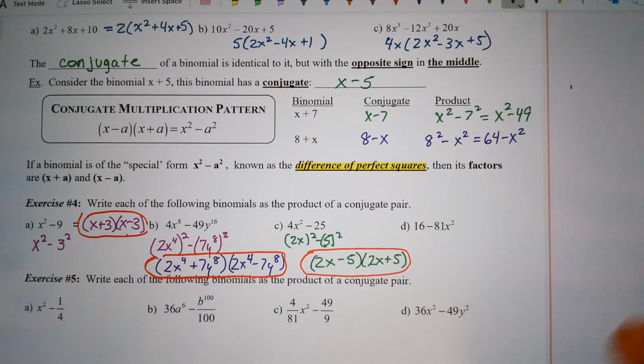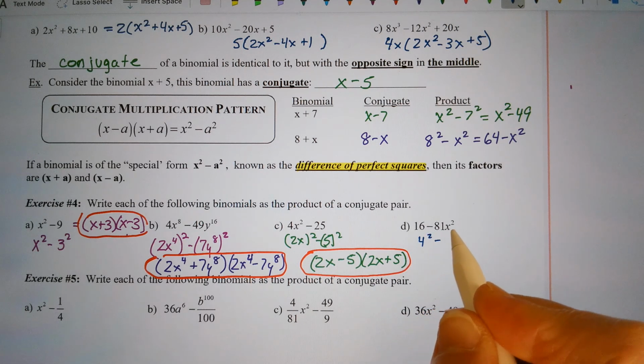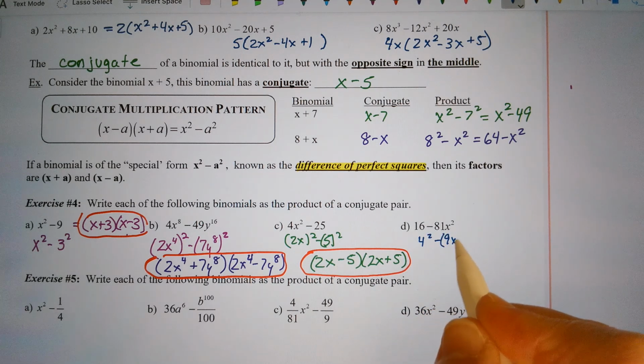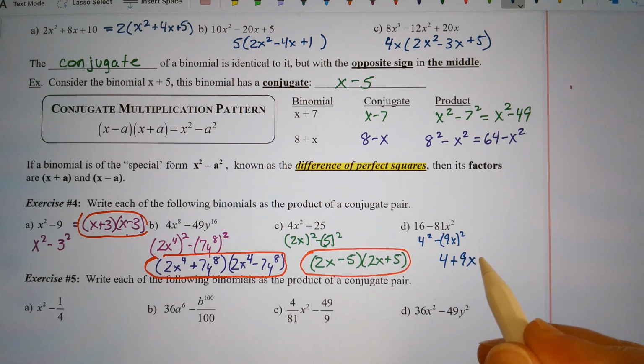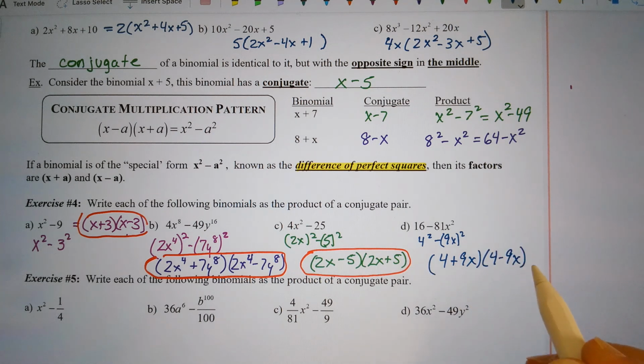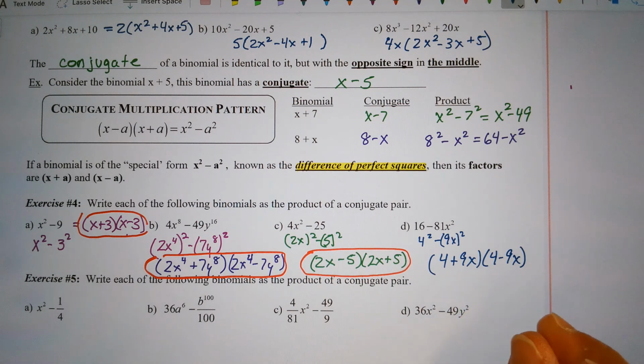And D. 16 is 4 squared, 81x squared is 9x squared. 4 plus 9x times 4 minus 9x. And it doesn't matter whether you have the plus binomial first and then followed by the subtraction or vice versa.